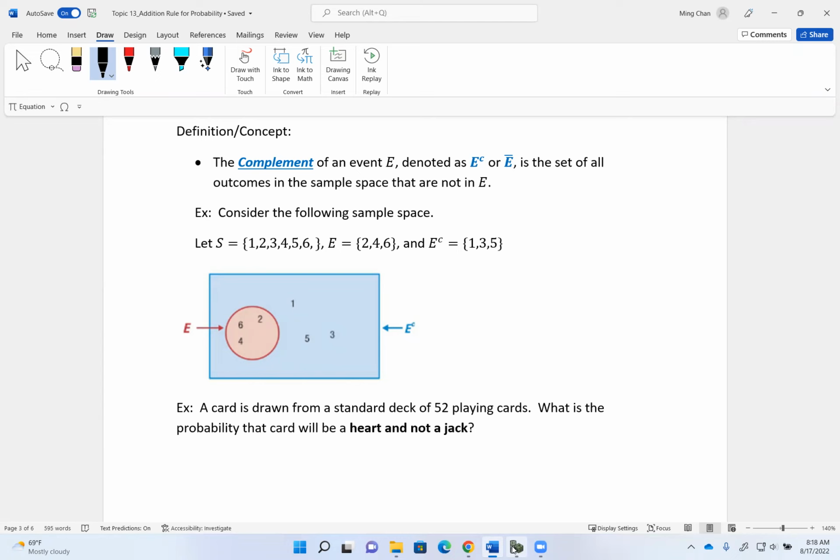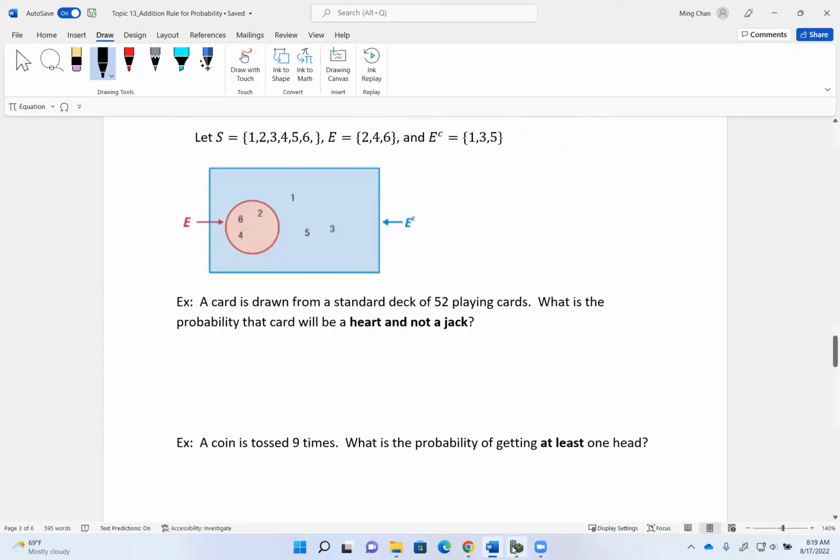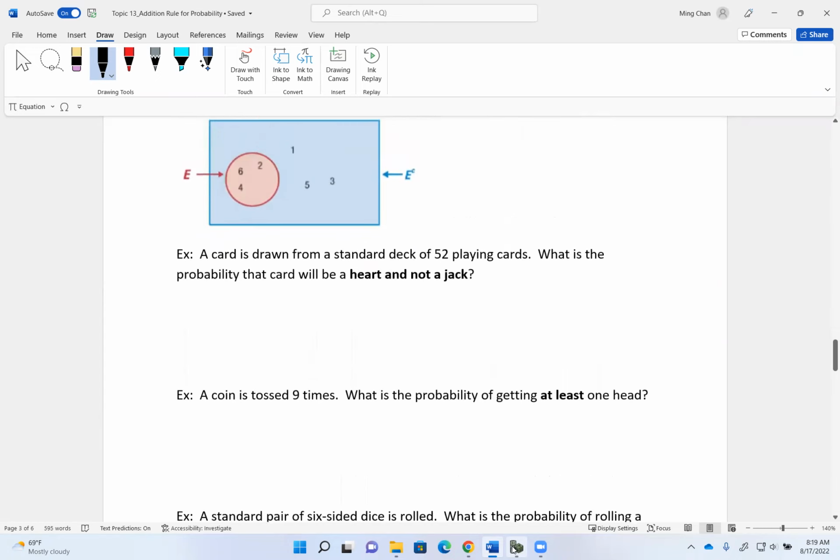So in a way, to find what you want, you can first find out what you don't want and subtract from 100%, because all probabilities add up to 100%, like we discussed in topic 12. So that's just one approach we can look at these probability questions. Okay, I will show you how to do that in just a minute.